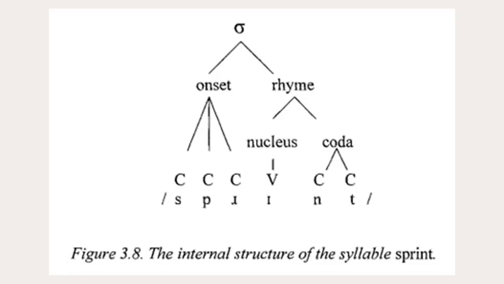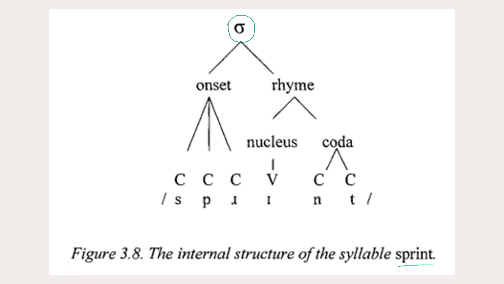Now let us look at another example. This time, let us look at the internal structure of the syllable sprint. As you can see, although there are multiple sounds or multiple phonemes in the word sprint, we only have one tree diagram because there is only one syllable in the word sprint.